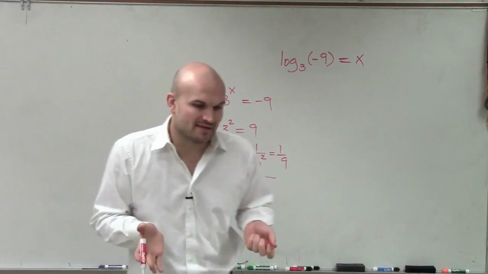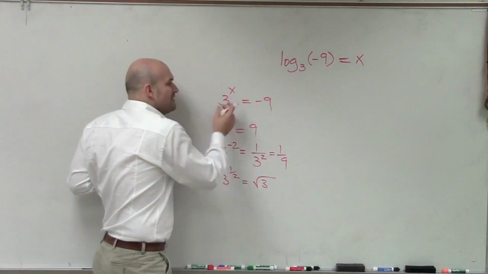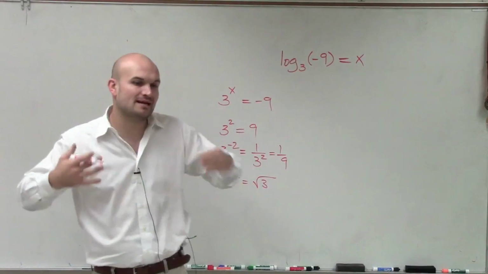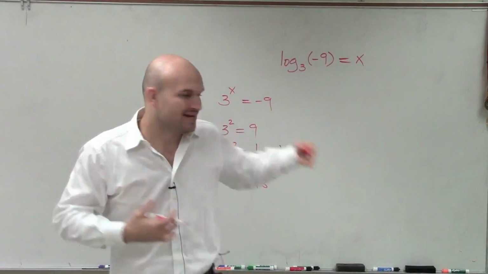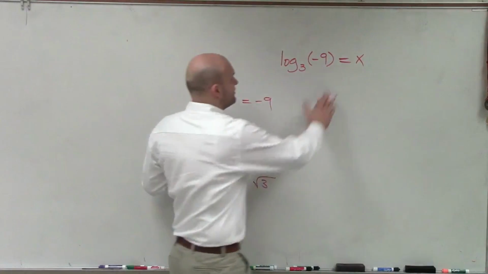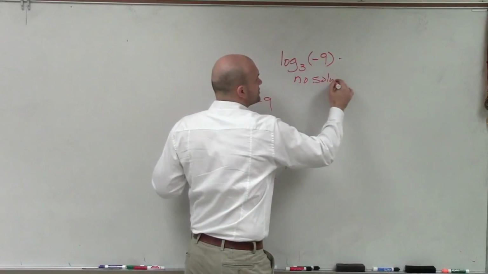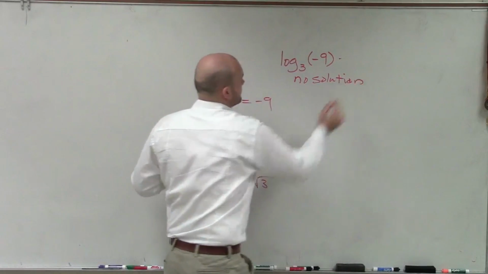So either way, when you're trying to produce multiplication and your base is positive, multiplying a number by itself is never going to produce a negative number. Therefore, this expression is going to have no solution. There you go.